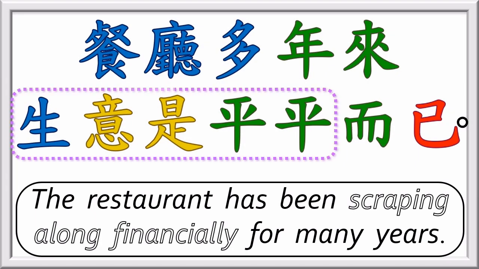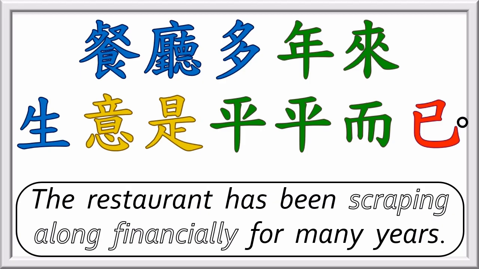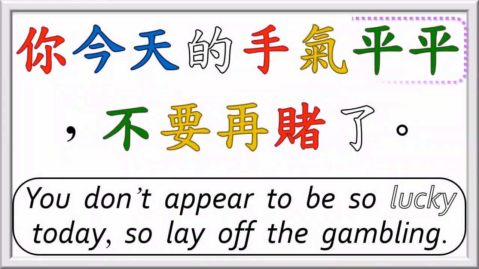餐厅多年来生意是平平而已。The restaurant has been scraping along financially for many years. Literally, business has been flat for many years. 你今天的手气平平，不要再赌了。You don't appear to be so lucky today, so lay off the gambling. Notice that 手气 means luck in gambling, especially at card games.